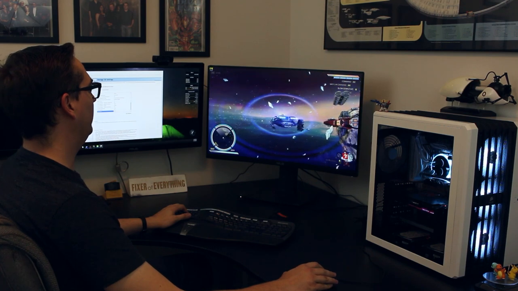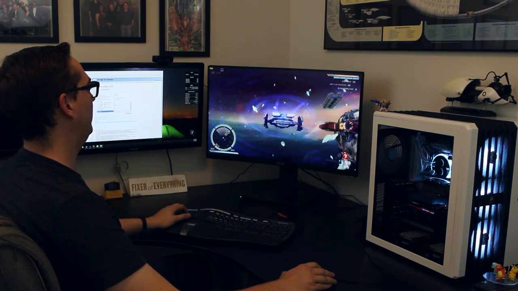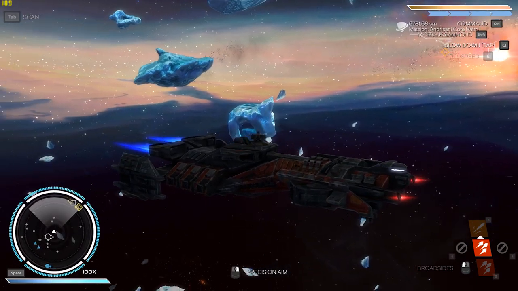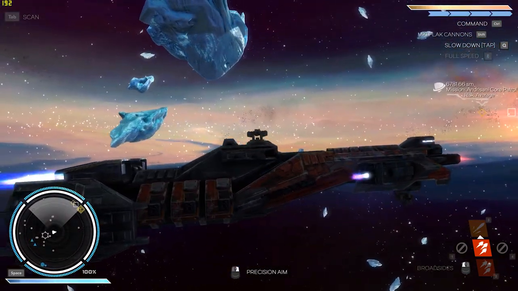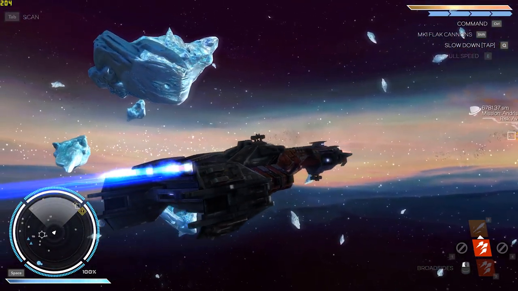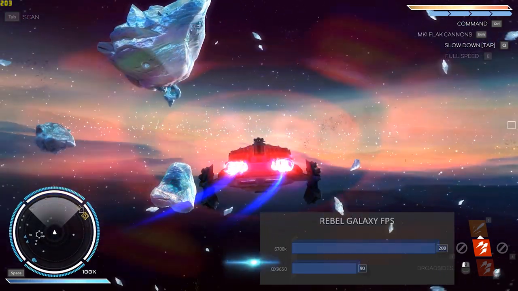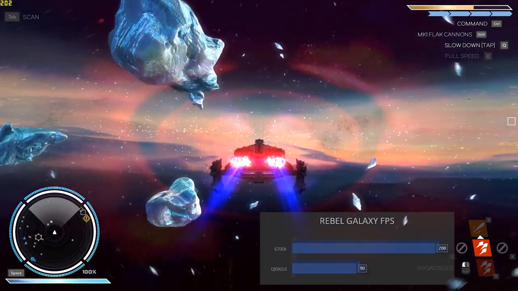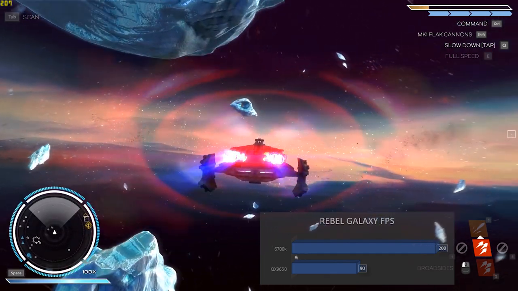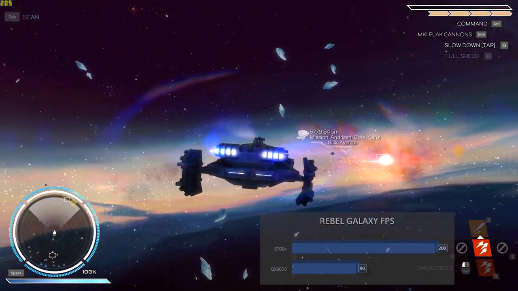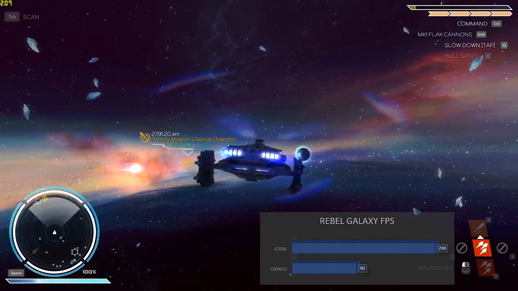So now we're trying Rebel Galaxy on the 6700K, and the very first thing we notice is that we're hitting about 200 to 220 frames per second, depending on what's around us. So we can see that the graphics card is definitely not able to produce as many frames per second, but we have a lot of things to take into consideration here.